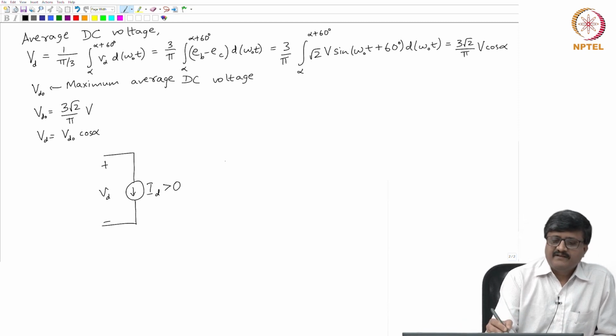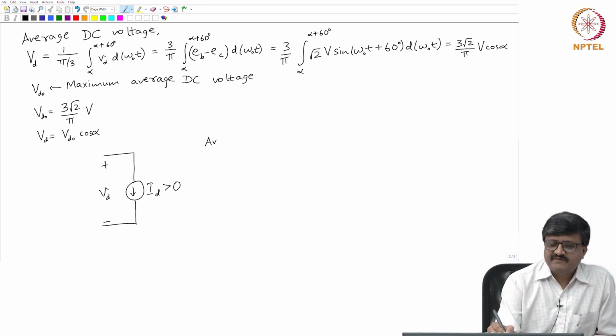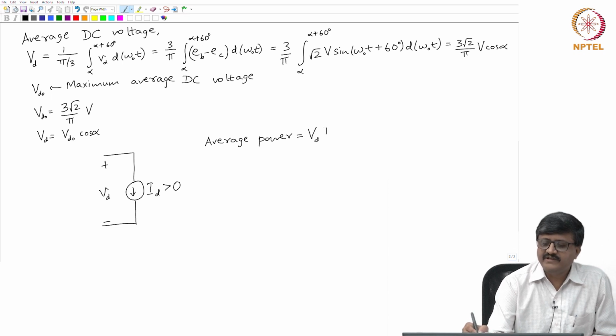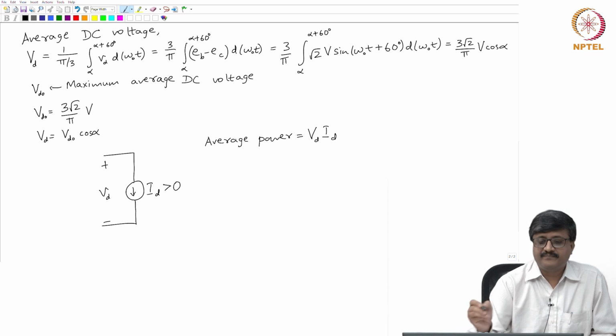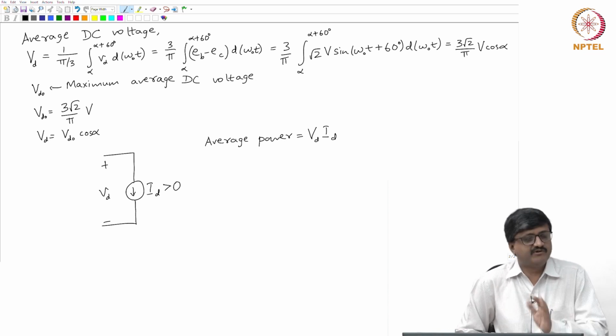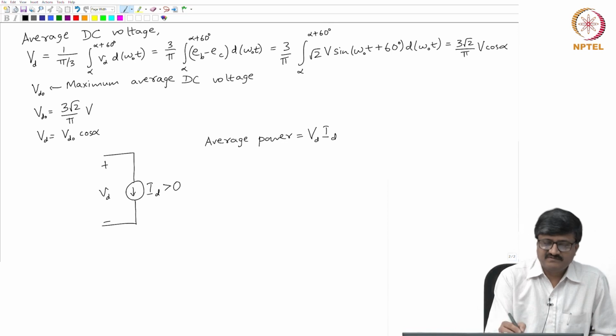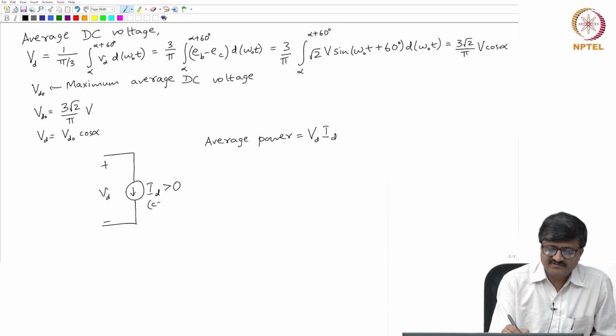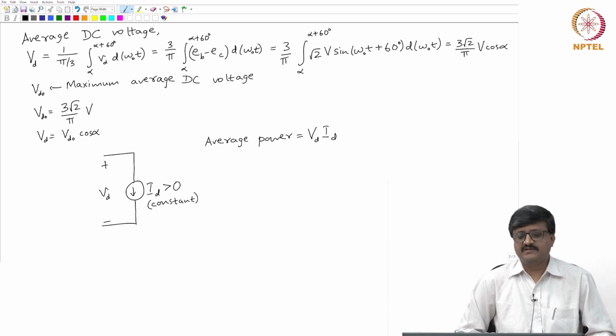So, if I look at the average power, what is average power? It is nothing but the average voltage into the current. That is the average power. Current is anyhow constant. Current is a constant value. Please note this ID is constant. That is our assumption. Okay.